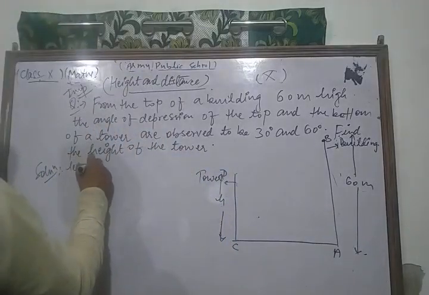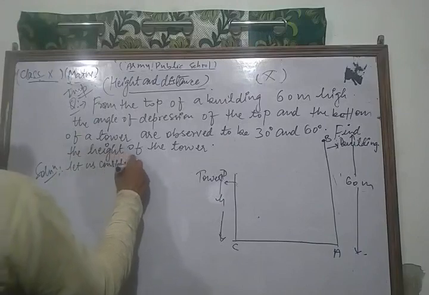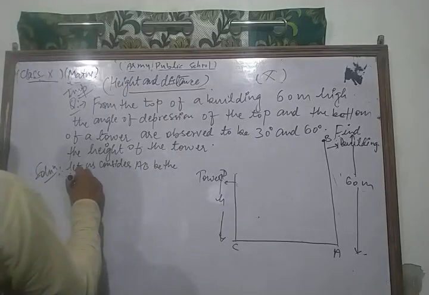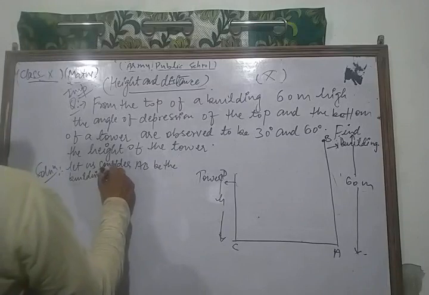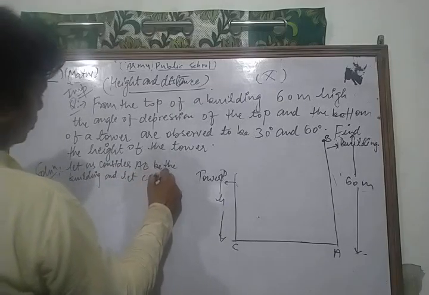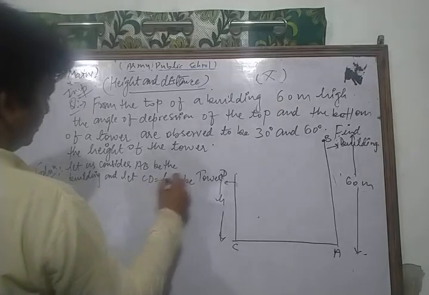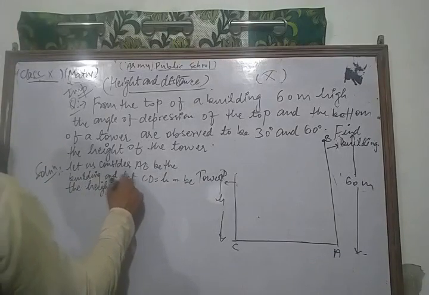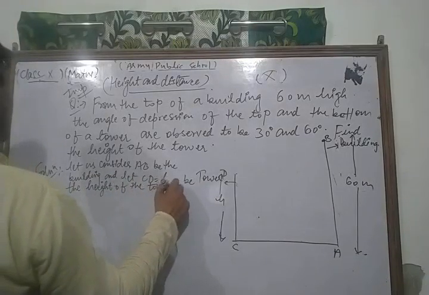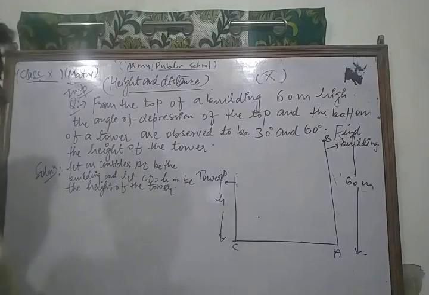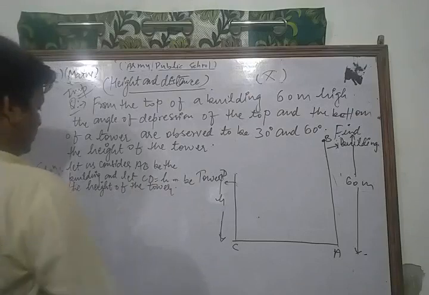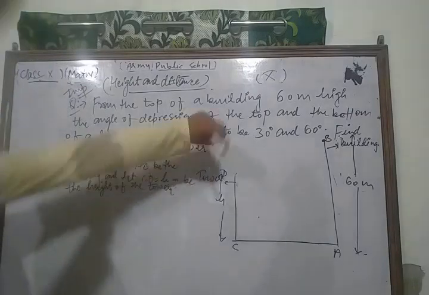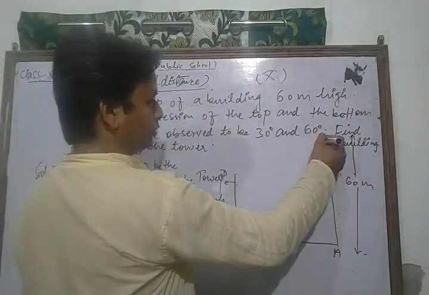Let us consider AB be the building and let CD equal to H meter be the height of the tower.